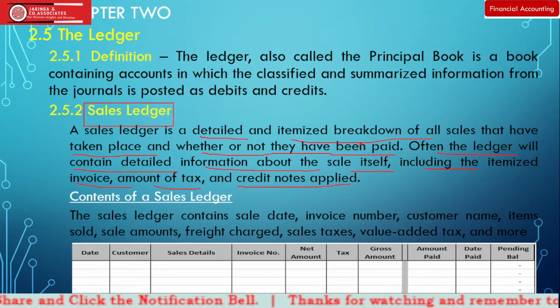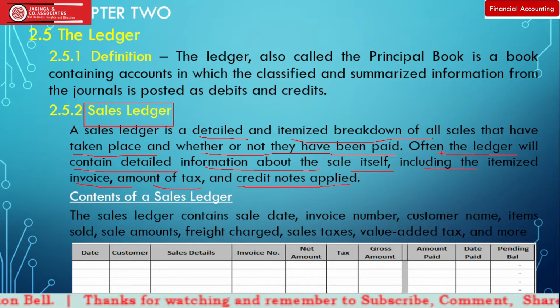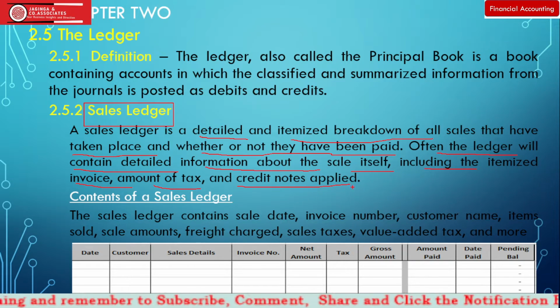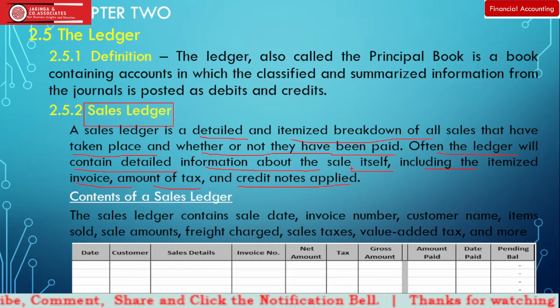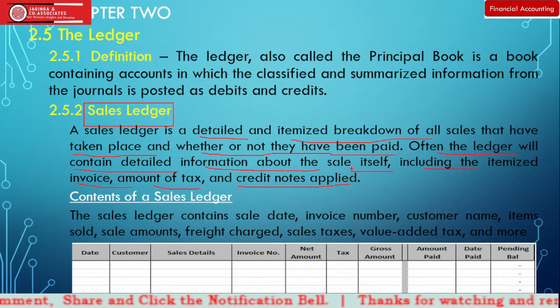So here we are talking about sales, whether they are in cash or in credit, they have to be put in a sales ledger. And then again, we are saying often the ledger will contain detailed information about the sale itself, including the itemized invoice, amount, tax, and credit notes applied. So the sale here, we are talking about customer. So we'll have the name of the customer, we'll have the invoice number, and then we'll also show the details of the items sold or the services done.